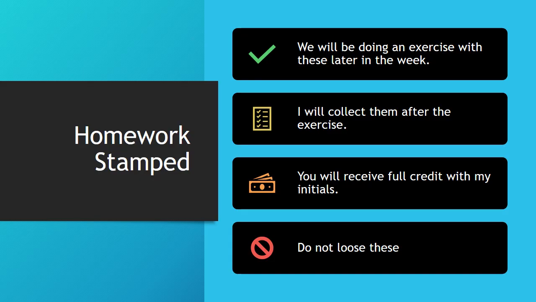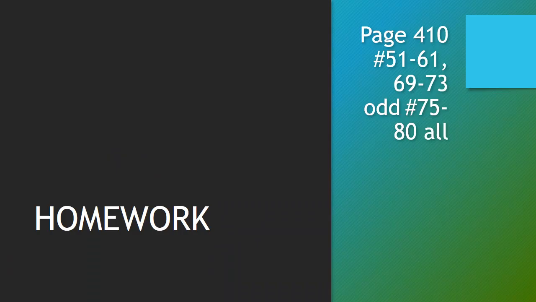Okay, here's some announcements. The homework that you had for this weekend, we're going to be doing this later in the week, so I will be stamping this tomorrow, so that we can get to it and do some review with it later in the week, and then we'll collect them after the exercise. You have to have my initials for full credit, and please do not lose them.